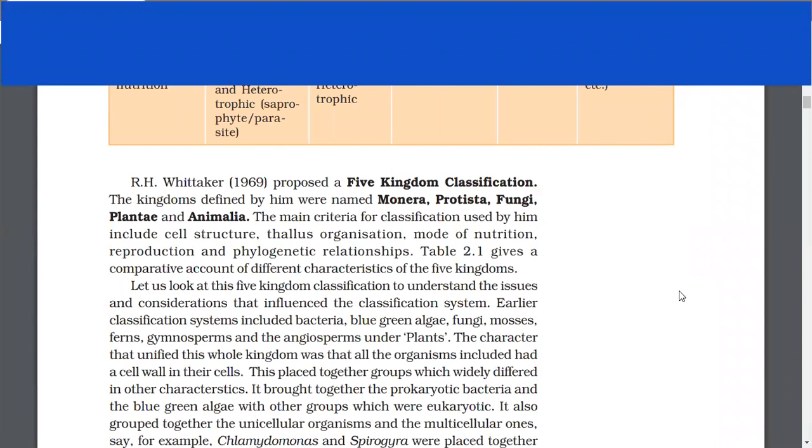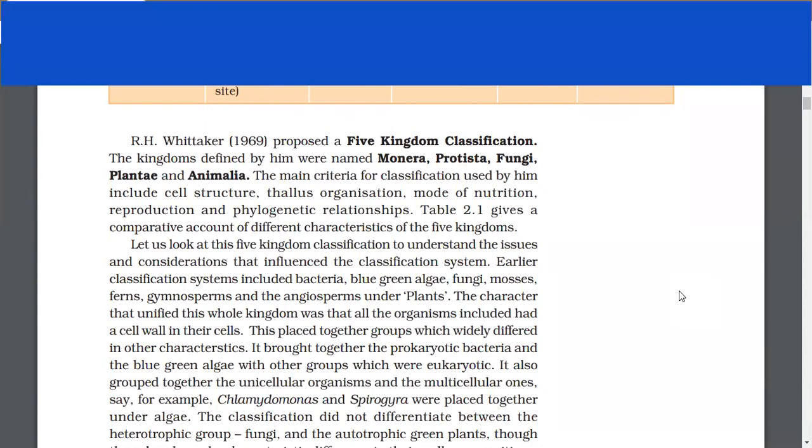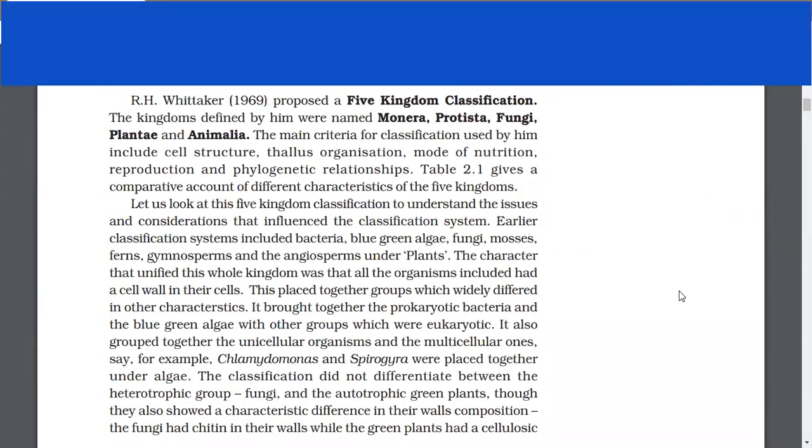R. H. Whittaker proposed a five-kingdom classification. The kingdoms defined by him were Monera, Protista, Fungi, Plantae, and Animalia. The main criteria for classification used by him include cell structure, thallus organization, mode of nutrition, reproduction, and phylogenetic relationships. Table 2.1 gives a comparative account of different characteristics of the five kingdoms. Let us look at this five kingdom classification to understand the issues and considerations that influence the classification system.